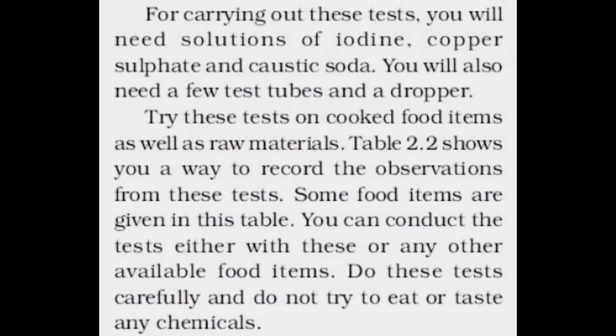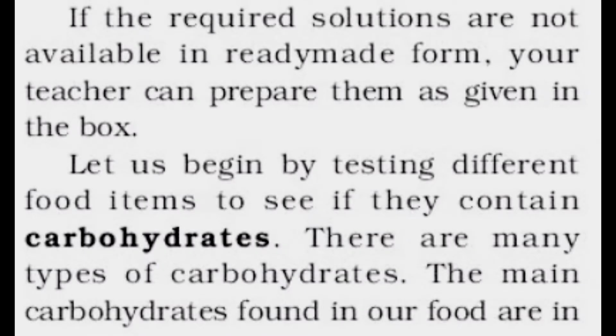For carrying out these tests, you will need solution of iodine, copper sulfate, and caustic soda. You will also need a few test tubes and a dropper. Try these tests on cooked food items as well as raw materials. Table 2.2 shows you a way to record the observations from these tests. Some food items are given in this table. You can conduct the tests either with these or any other available food items. Do these tests carefully and do not try to eat or taste any chemicals. If the required solutions are not available in ready-made form, your teacher can prepare them as given in the box.